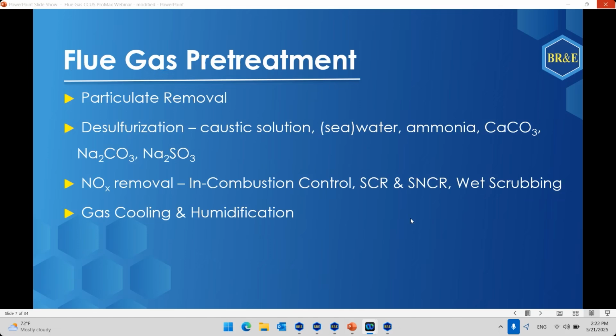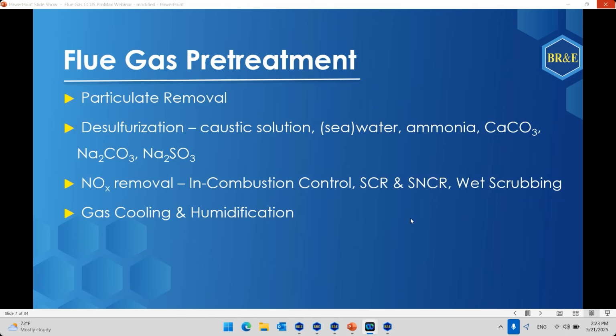For NOx removal, there are two ways to control the NOx emissions. One is an in-combustion control, where you control it already in the combustion where you get your flue gas, by using low NOx burners. Or if you are controlling just after the combustion, what would usually be used is either selective catalytic or selective non-catalytic reduction. It is basically a process where you reduce your NOx to nitrogen using either ammonia or urea. Another option for NOx removal could also be wet scrubbing, which would basically be the same process as we use for the SO2 removal.